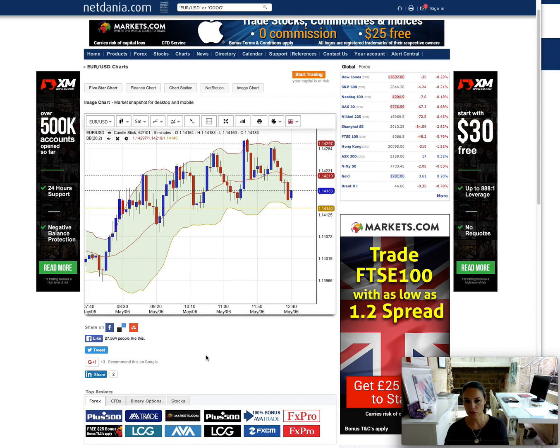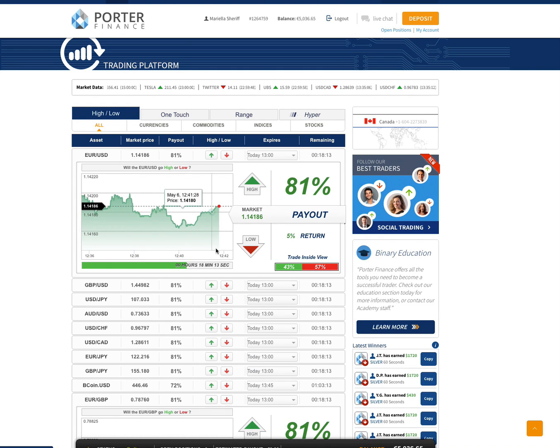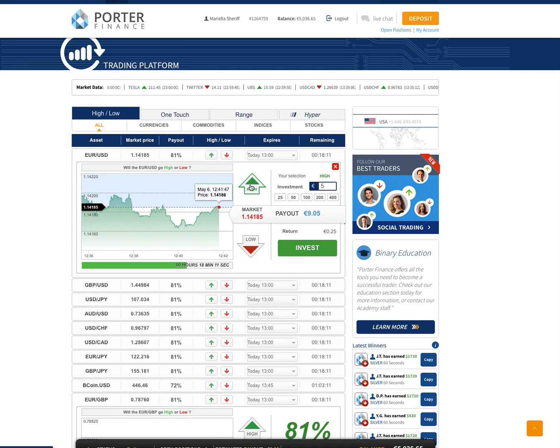Okay, I think I am going to prepare the setup and take my next trade up, because it seems like I have my reversal. Okay, this time we take a high. I'm going to take this for 100 euros. Actually, I will take it for 125 to recover my loss.